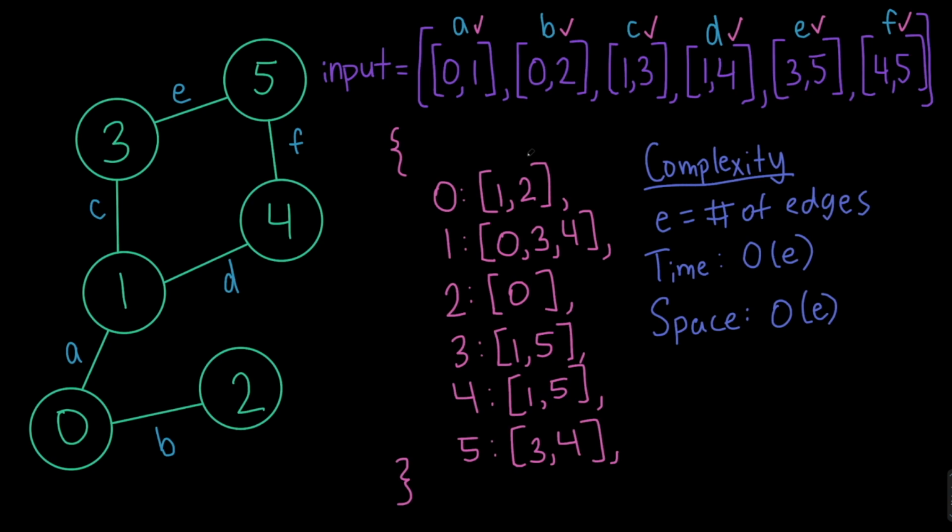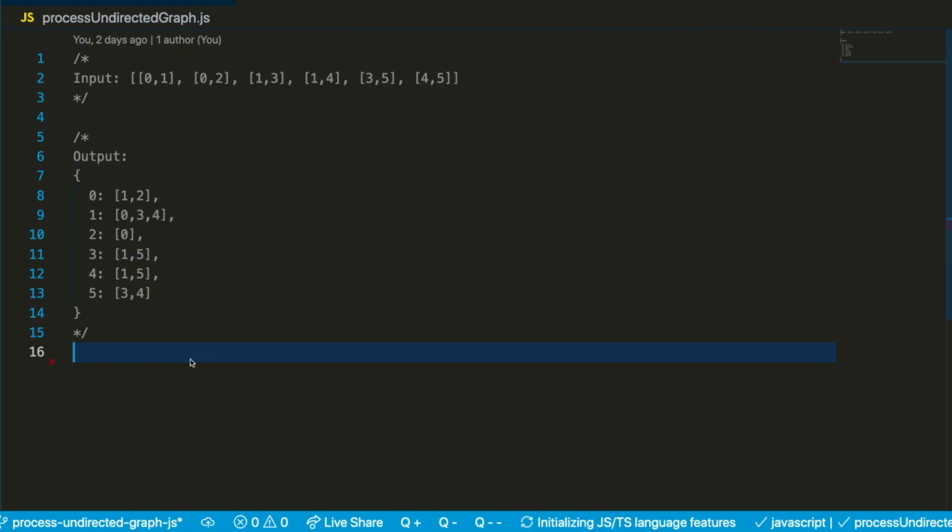Okay, that's all for the approach. Let's go ahead and jump into the implementation to see what this looks like in code. Now, let's see an example of how to solve this question in JavaScript. To get us started, I've copied over the input that we saw in the approach and the desired output that we were able to generate.